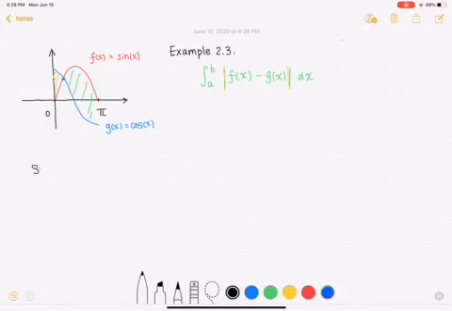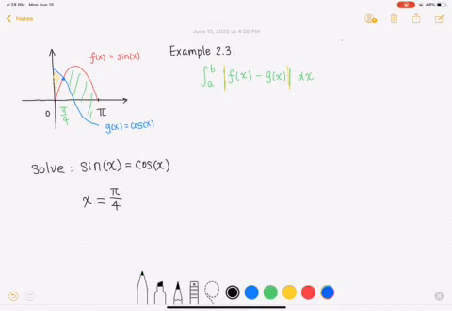So we need to solve when sine of x will equal cosine of x. And the solution, and you should remember, they intersect at pi over 4. So the point that we are interested in right here is pi over 4.